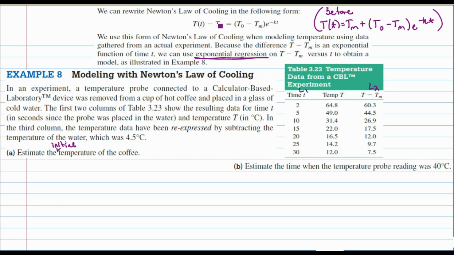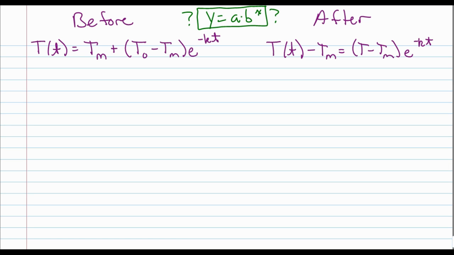So now we get to use an exponential regression when we have data points. We wouldn't be able to use exponential regression in the form it took before because we would have this plus T sub m that wouldn't be accounted for in an exponential regression the way our calculator does it. So remember, our calculator is going to put out y equals a times b to the x as our exponential regression.